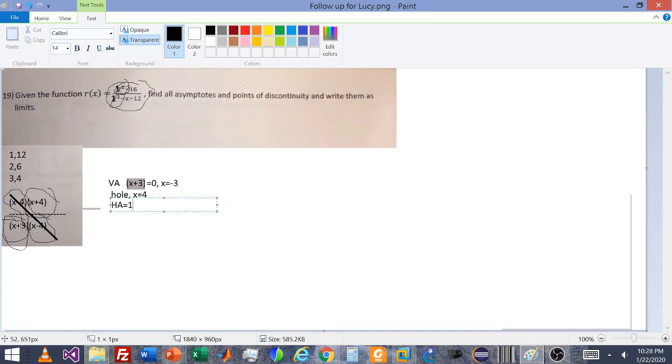Now, the other cases that aren't covered here, that are covered in that additional video, I encourage you to look at, which is where the horizontal asymptote would be if this power was higher than this power, or if this power was higher than this power. And I'm not going to go into that in this short.